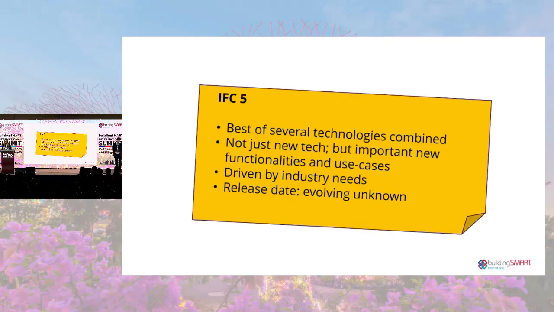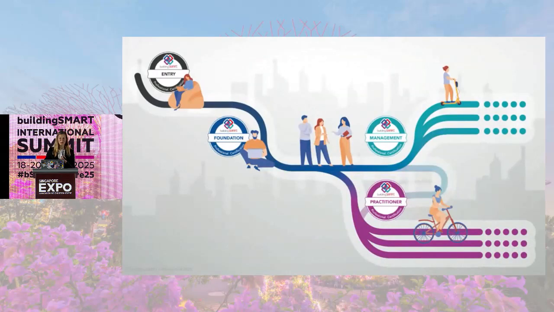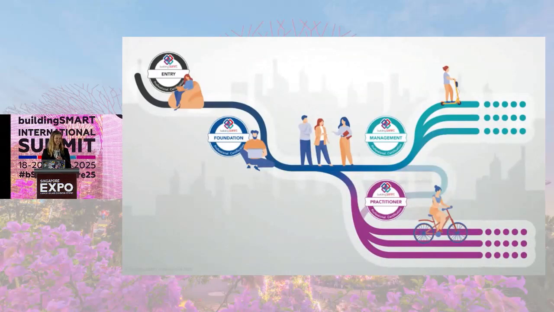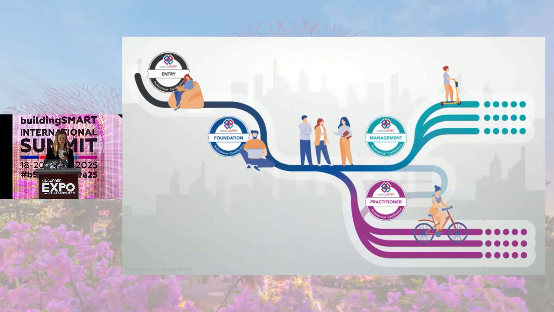So indeed, buildingSMART has developed an educational program called Professional Certification. And this program is offered by training providers around the world, including in Singapore. And it consists of 4 different levels. And you can see each level as a step into getting more in-depth knowledge about openBIM. It starts with entry. It's a general introduction to what BIM means, what openBIM means, why buildingSMART exists. You can take this training online through our website. It will take you about 30 minutes.